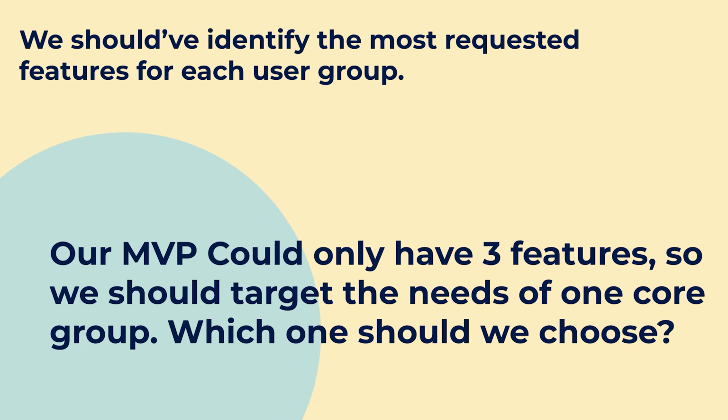What we should have done is identify the most requested features for each group. Our MVP could only have 3 features, so we should target the needs of one core group. Which one group do you think we should pick? I'm going to ask that you take 5 minutes, pause the video right here, and think about what user group we should deliver features for if we can only pick 3.